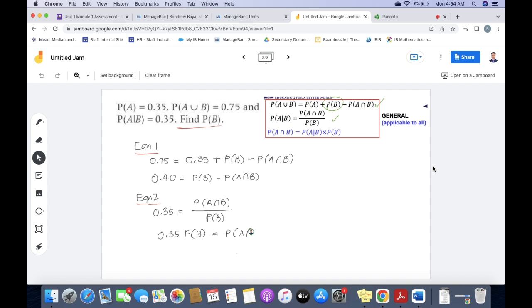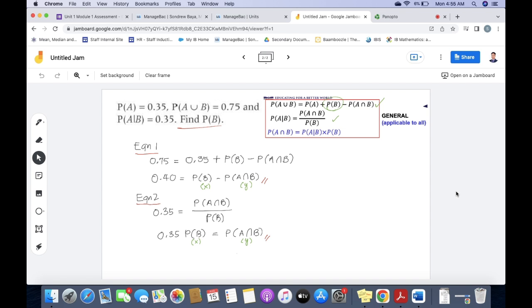If you look at it, we have two equations here, equation 1 and equation number 2. And if you recall a lesson in mathematics, this is actually simultaneous equations, linear equations in two variables. So we can take this as our x and this as our y. It's like 0.40 is equal to x minus y, and the other one is 0.35x is equal to y.